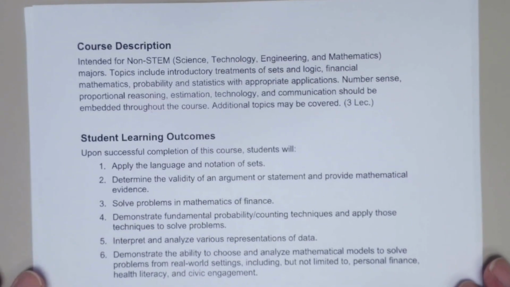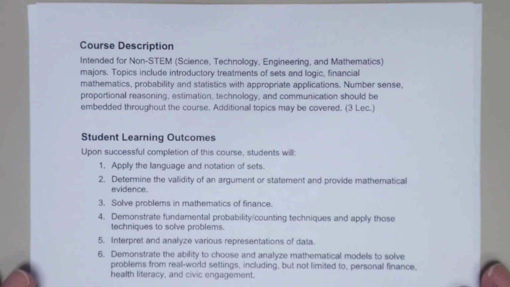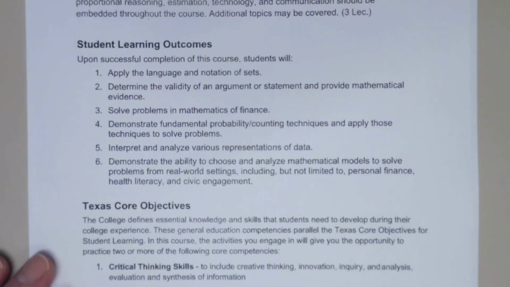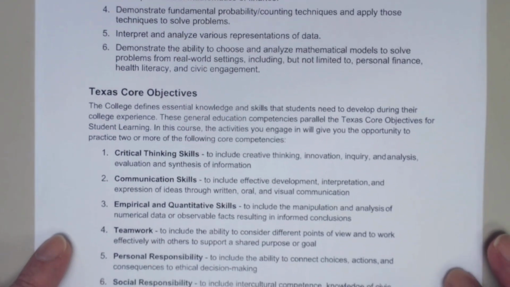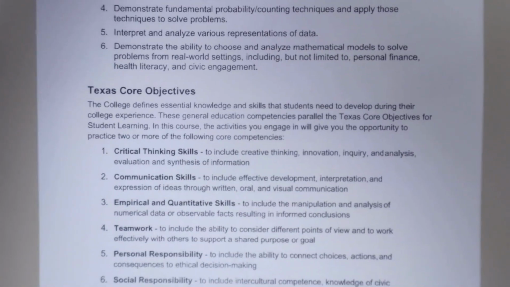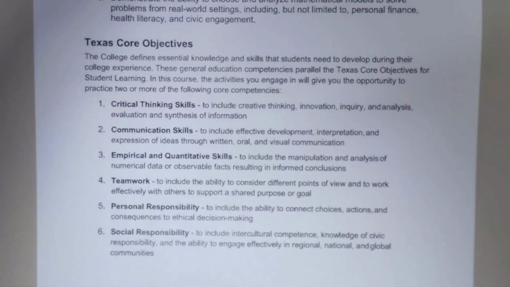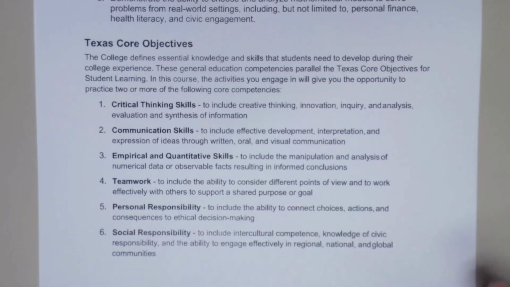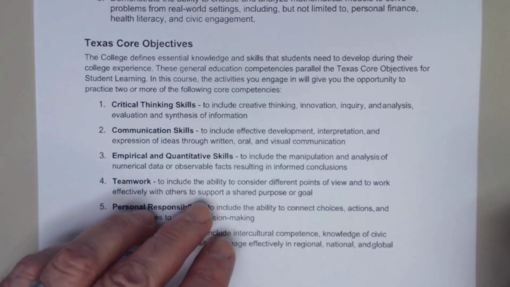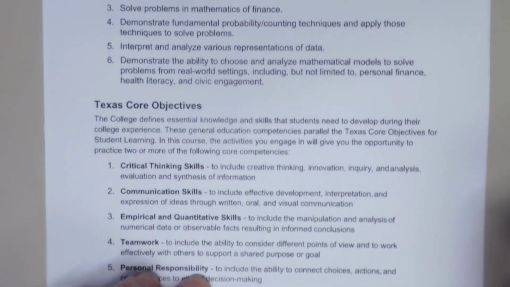So this is the description of our course, and we have student learning outcomes, and then what we call the Texas Core objectives. These are things that we like to see our students in all our courses throughout the college gain. Things like critical thinking skills, basically things that are going to make a difference for you after you leave the college. So I would encourage you to read through the things on this page, but I won't spend any detail or time on it right here.